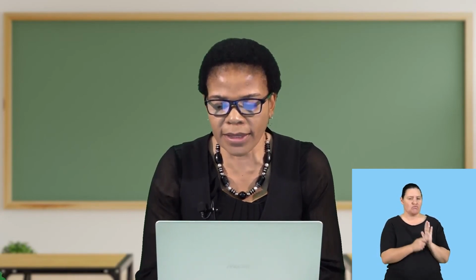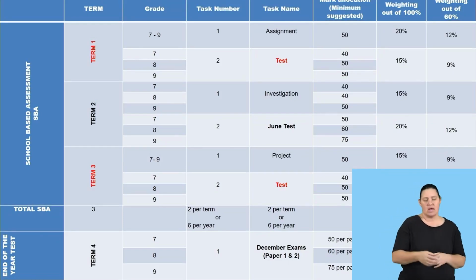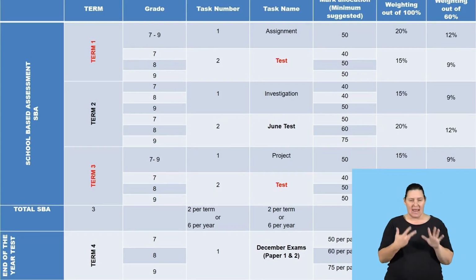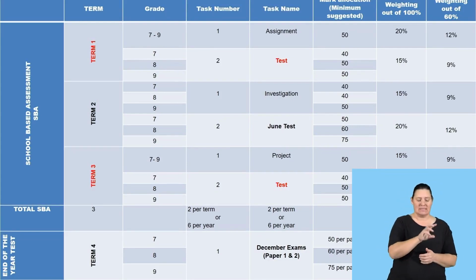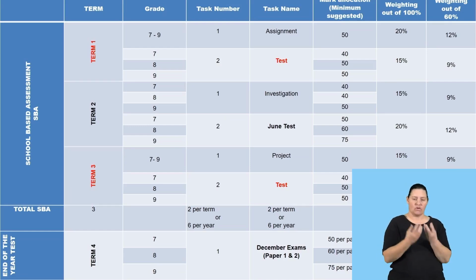The grade 7s are going to write 100 marks. That is 50 for paper 1 and 50 for paper 2. The grade 8s are going to write 120 marks, and so on. The weightings, colleagues, when they are converted, even though SA-SAMS is going to do that automatically for you, are 12%, 9%, etc. However, those weightings come from the overall 100% weighting for SBA.